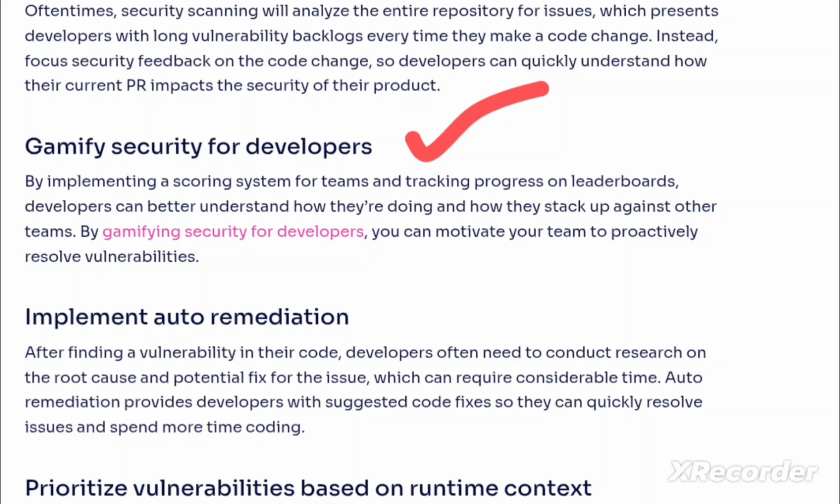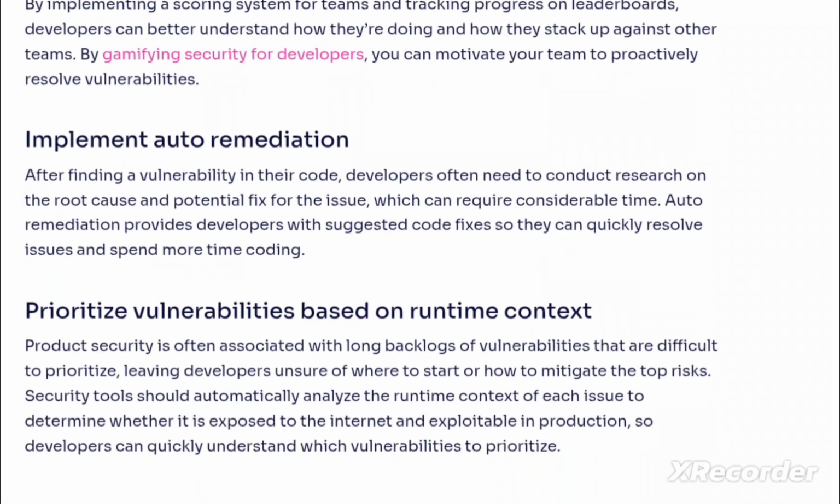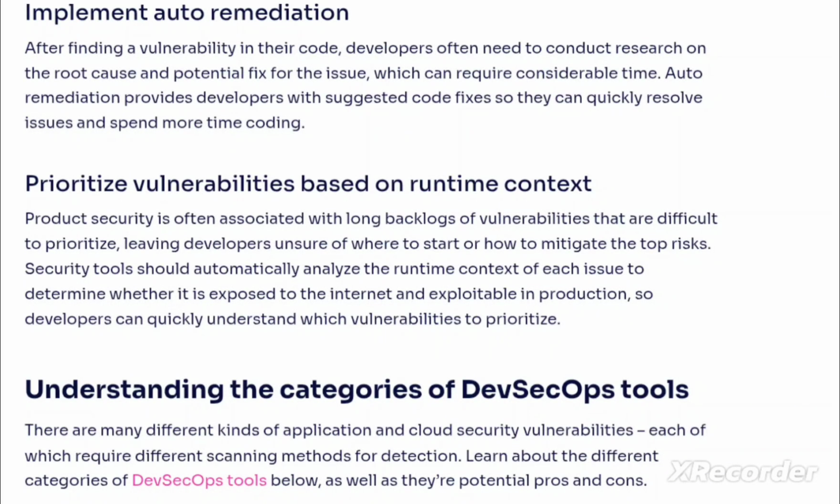We need to implement auto remediation, where let's say you found some vulnerability in the code base, developers often need to conduct some research about that and perform root cause analysis, and they need to make sure it is not going to happen again in the future. And the last one was that they need to prioritize the vulnerabilities based on the runtime context. That is one of the best practices, we can say.